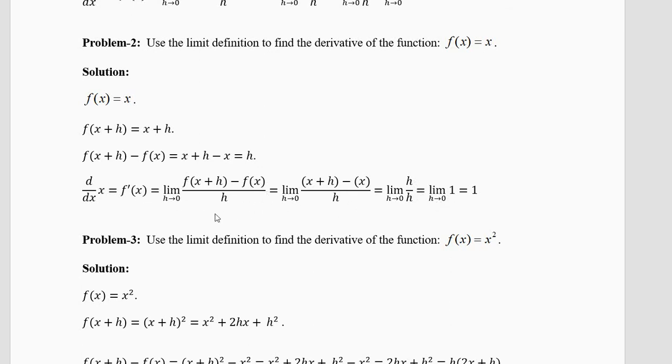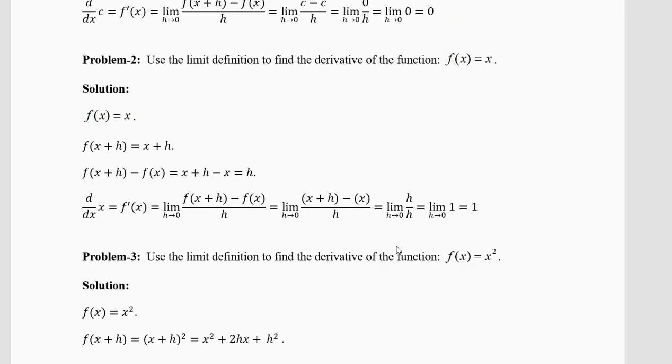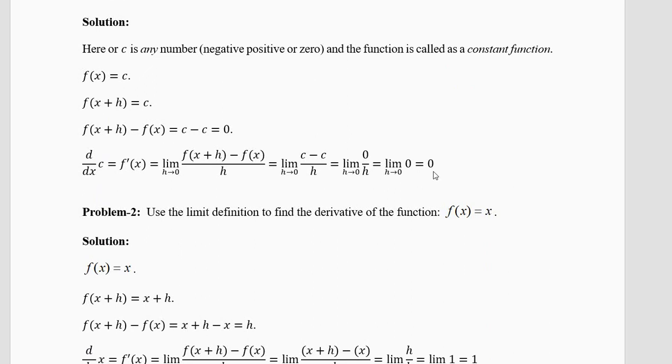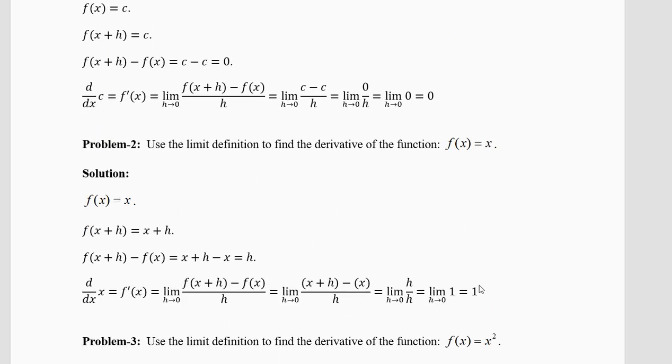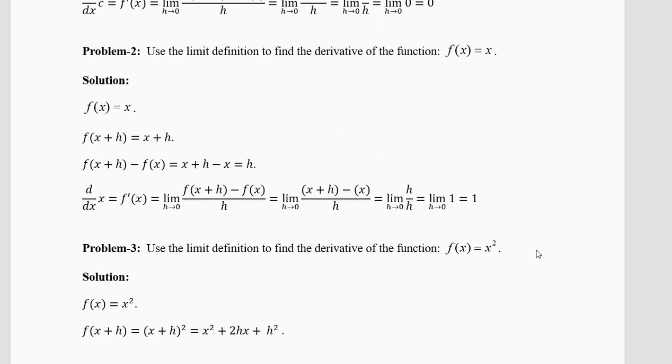Thus we are again using the same definition, f of x plus h minus f of x. We have calculated this difference here. If you want, you can put all these things here, but you have to write limit in every step. So we'll do the algebra outside and just take the limit in 1 or 2 lines. So the derivative of a constant function is 0, derivative of x is 1. Remember this, we'll be needing it in the next chapter.